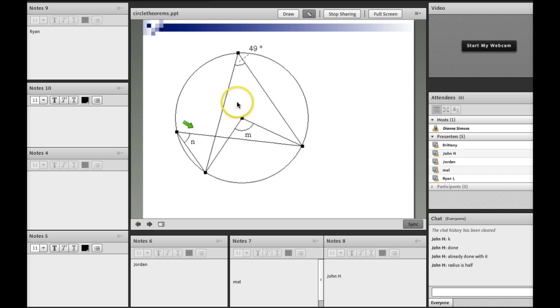Okay, let's look at this. So this angle up here is 49, yeah? What's this angle right here? 98. 49 times 2, right? The angle in the center. Remember, this is our chord. We're imagining our chord right here. This angle is twice the angle that's at the circumference. All right, so what's this angle? Angle N.